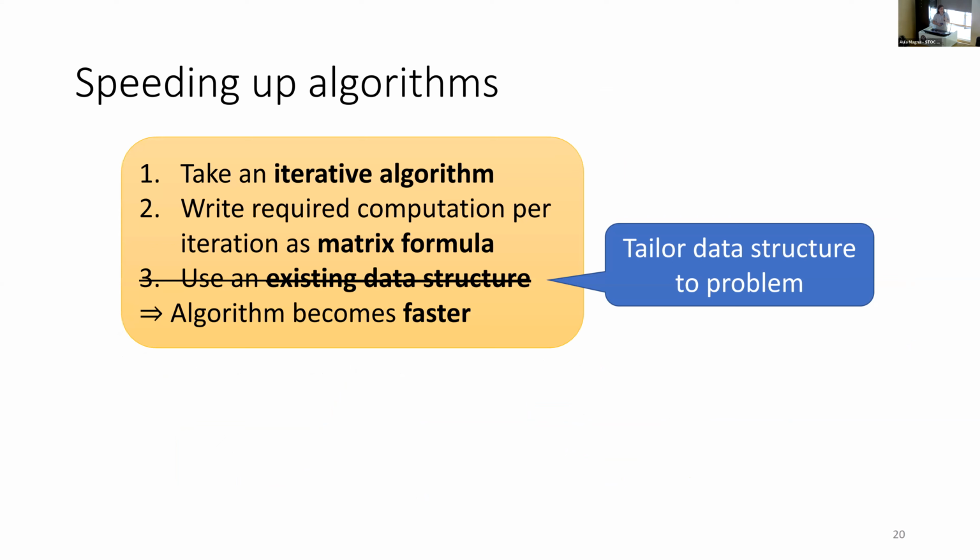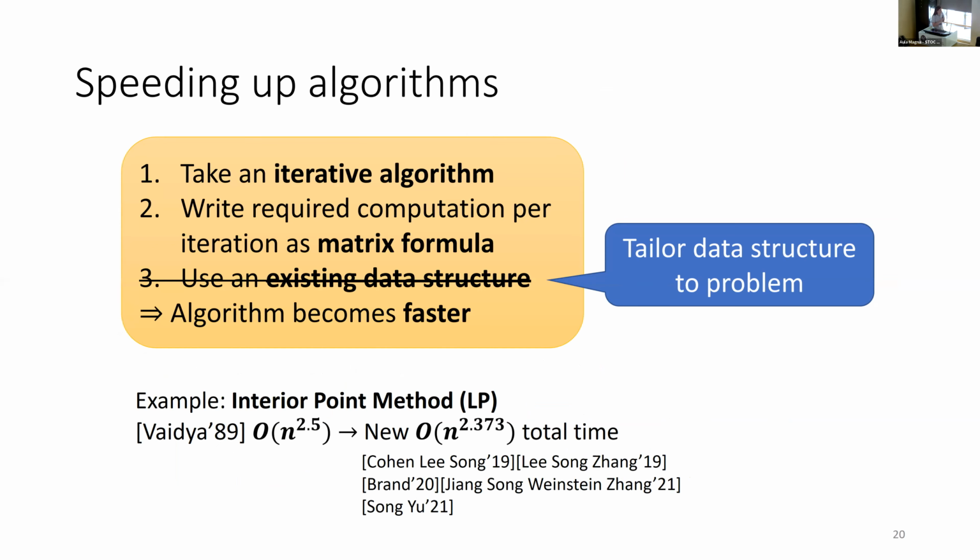As an example, I want to give interior point methods. For example, the algorithm by Vaidya back from the 80s needs something like n to the 2.5 time. I'm going to argue that using this approach, you can now get a faster algorithm that runs in current matrix multiplication time. This has been proven several times using slightly different techniques, but in a sense, the data structures all kind of fit into the framework that I'm going to present today.